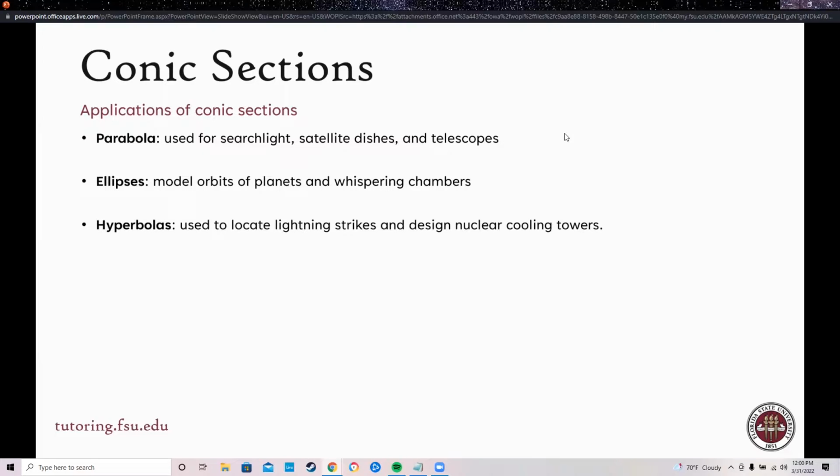Ellipses are good for modeling orbits of planets because, as you know, most of our planets don't orbit the sun in a circular orbit. Almost all of them have some type of elliptical pattern that they're orbiting around. And I didn't know this, but it's cool that hyperbolas are used when modeling to locate lightning strikes, and to help in designing nuclear cooling towers.